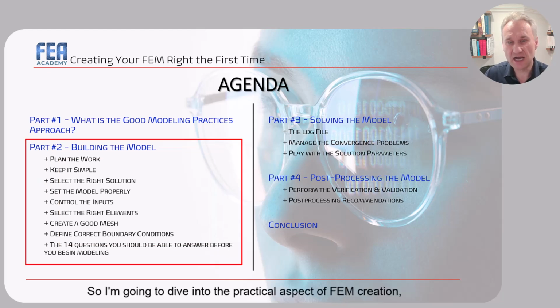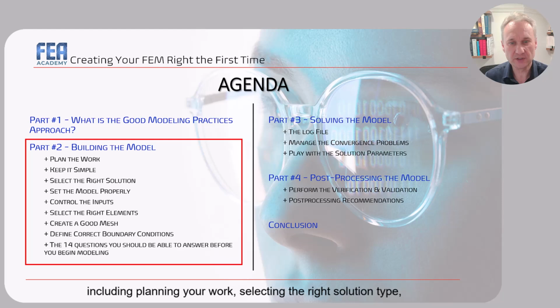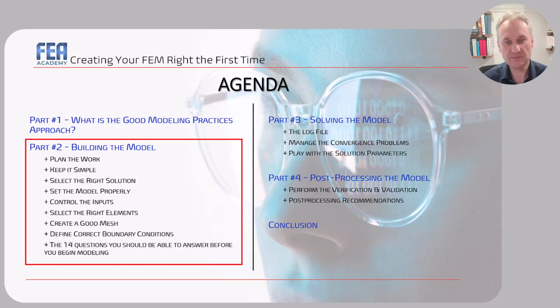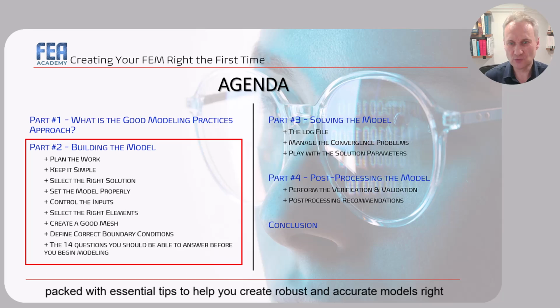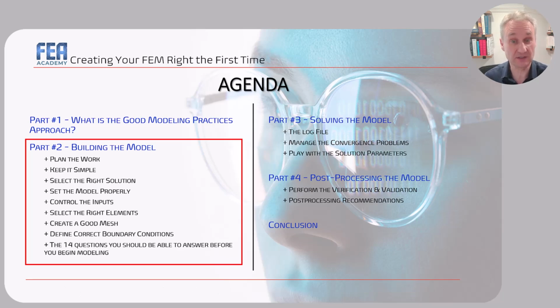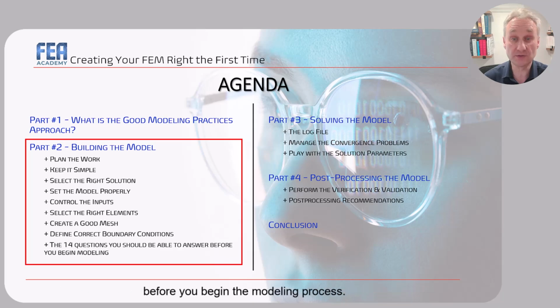So, I'm going to dive into the practical aspects of FEM creation, including planning your work, selecting the right solution type, defining appropriate boundary conditions, and meshing techniques. This part is packed with essential tips to help you create robust and accurate models right from the start. And I will conclude this part with the 14 questions you should be able to answer before you begin the modeling process.